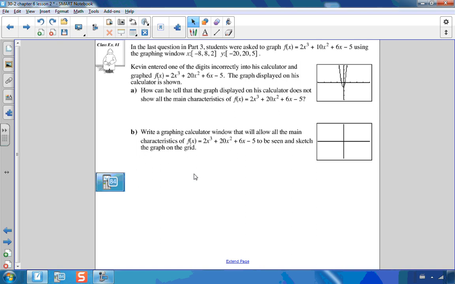Okay, so let's do an example here. In the last question, part 3, students were asked to graph this quadratic using the set window setting. Kevin entered one of the digits incorrectly into his calculator and accidentally graphed this one instead. So you can see he entered in a 20x squared instead of a 10x squared. How can he tell the graph displayed on his calculator does not show all the main characteristics?